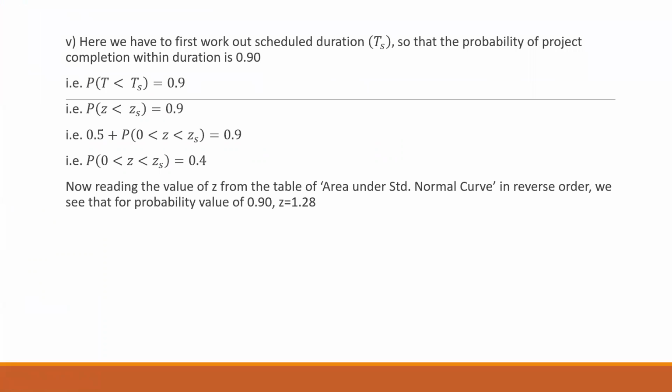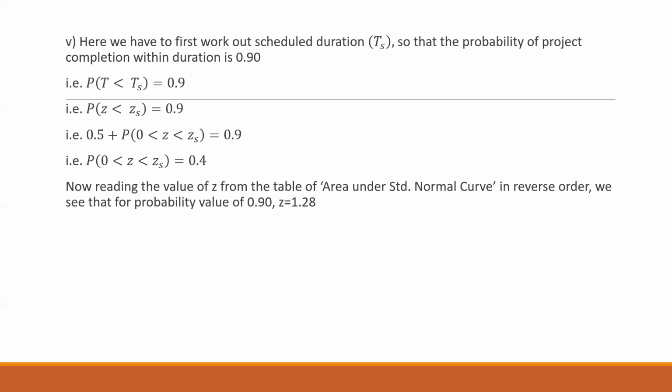So I get this 1.28. And in fact, 1.28, as I told you, is 0.3997, and 1.29 is 0.4015. Because this 0.3997 is very close to 0.4, I'm considering 1.28 to be the value of Z. So please refer to the table properly when you are giving the answer. Even if you mention this has to be 1.29, it will be wrong. It has to be the nearest value.